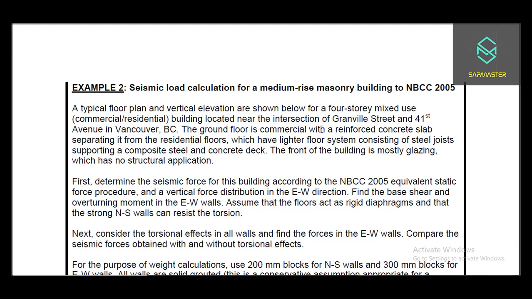In this video I'm going to show you how you can calculate the base shear and seismic loads based on NBCC 2015. NBCC is the National Building Code of Canada. Lots of you had asked me to teach you how to calculate the seismic forces and initially how to calculate the base shear and overturning moment. So today I'm going to show you how you can do this with an example.